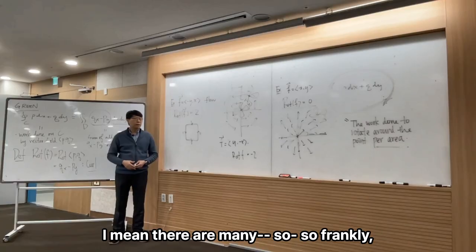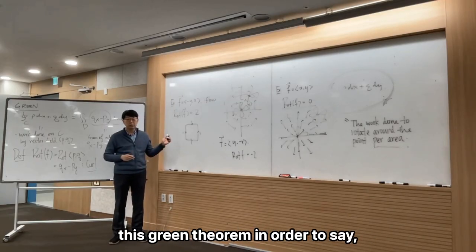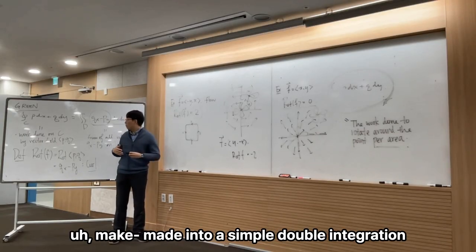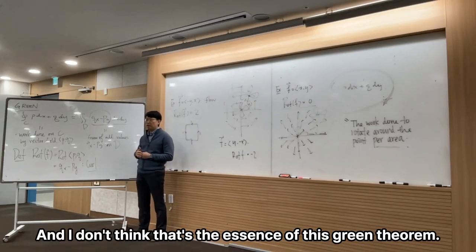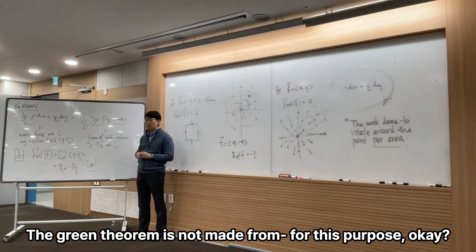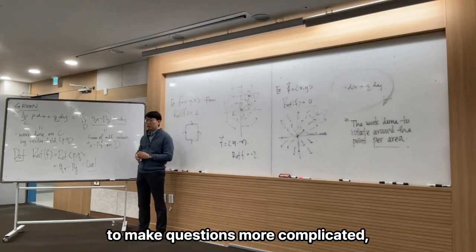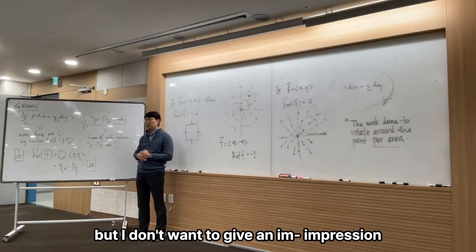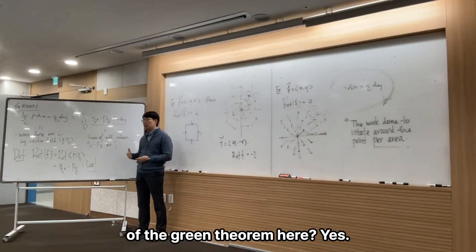I mean, there are many. Frankly, most calculus books introduce this Green theorem to say that this complicated line integral can be made into a simple double integration using Green theorem. I don't think that's the essence of Green theorem. It is not made for this purpose. Most calculus books use this to make questions more complicated, but I don't like it. I could give you an example like that, but I don't want to give the impression that Green theorem is just for computation. Any questions about the meaning of Green theorem here?